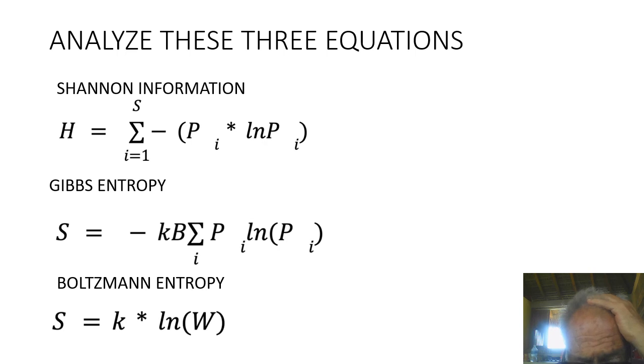While Shannon's information equation was designed for information theory, for transmitting information between channels, computers, phones, etc. In Shannon's information, you try to measure the amount of order, the amount of information that is transmitted from one place to another.